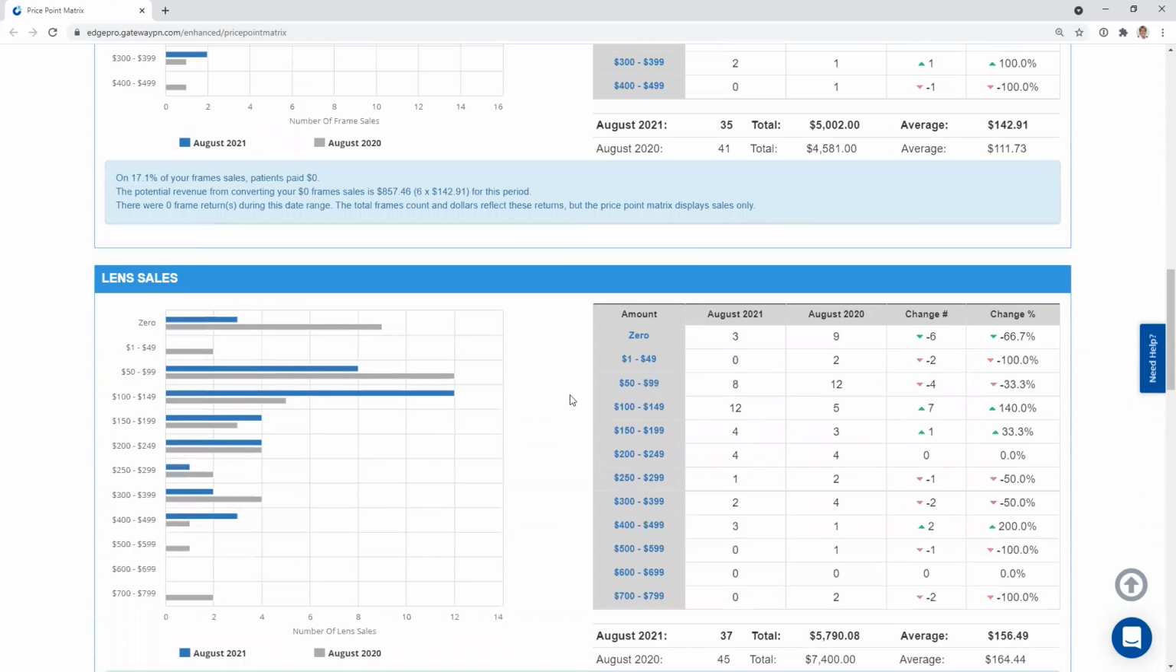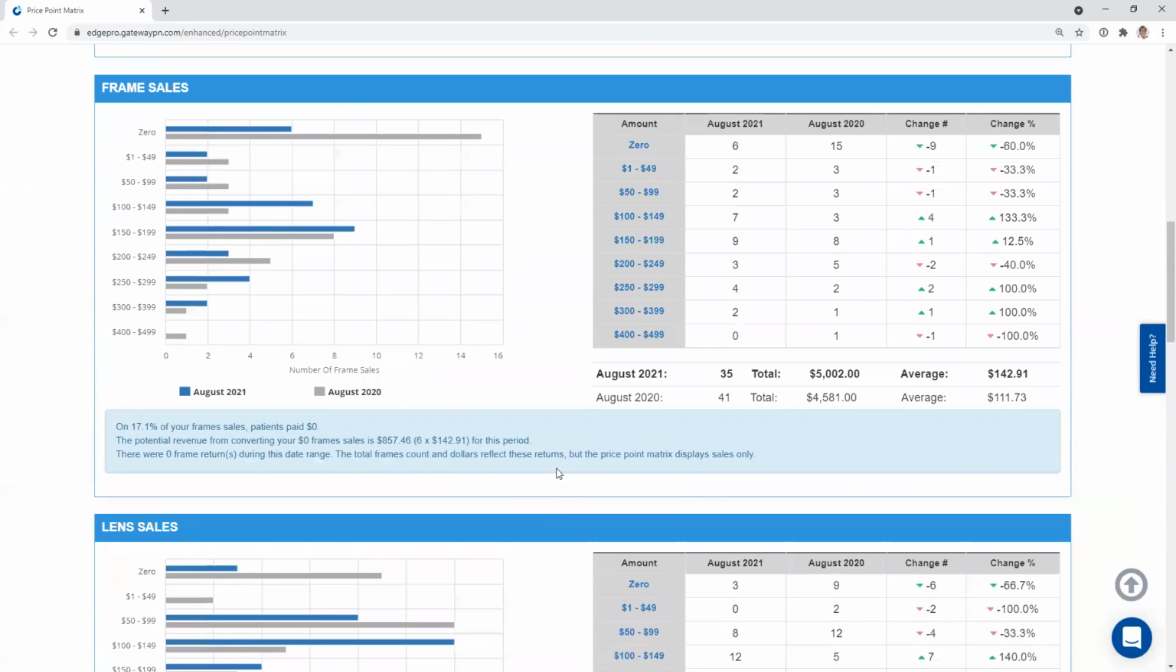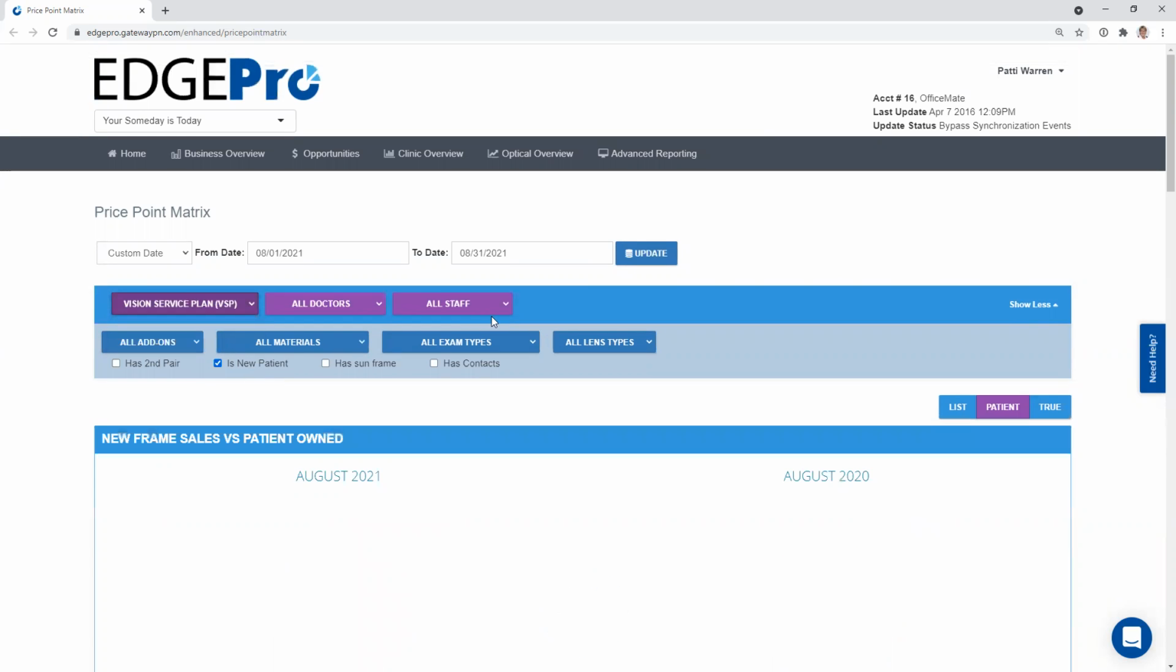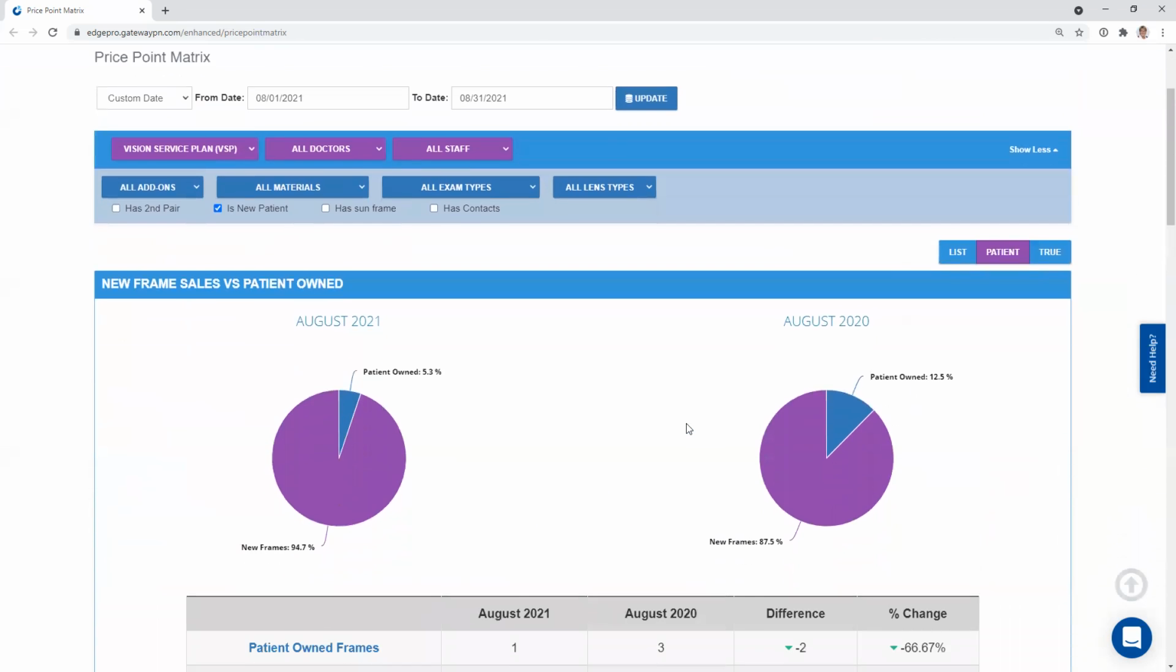If I scroll down a little more, I've got my lens sale category. Now, my new patients are spending a little bit less on their lenses than they did the same time period last year. And really, you're just looking for those changes. We had 3 fewer spend over $500. So you can see the trends or the spending habits, whatever word you might want to call it, on the actual new patients. I even have the filters up here at the top. I'm going to scroll back up again. If I wanted to see my VSP patients that were new, I can even filter it like that also. Just going to update here just to make sure everything updated, and I'm going to scroll down.